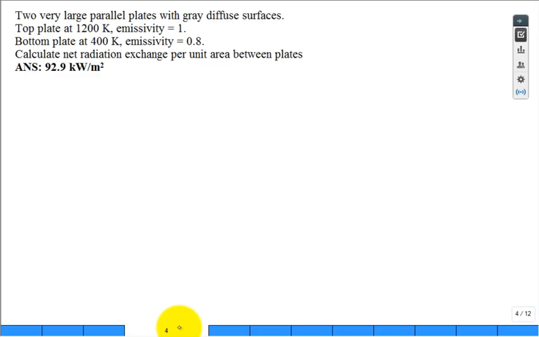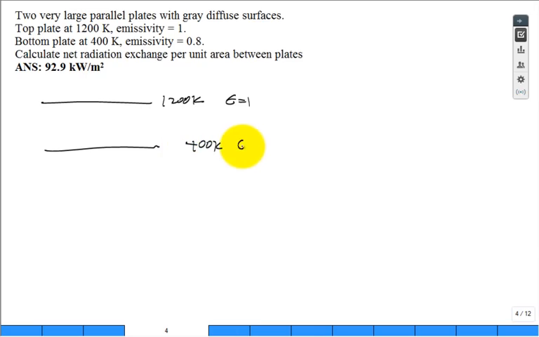So this is a problem that we worked on last time. You have a plate. It's at 1200 Kelvin. And its emissivity is 1, so it's black. We have another plate at 400 Kelvin. Its emissivity is 0.8. And then we're able to calculate that flux, this Q, I'm going to put it per unit area, from 1 to 2 is equal to 92.9 kilowatts per meter squared. A little review. We set that up, solved for the flow.